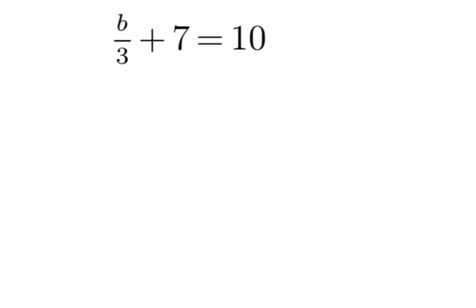Just like homework. Okay, here b upon 3 plus 7. So what should we remove first? 3 or 7? Yes, 7. So here plus 7. How to remove this? We subtract 7, both sides. Now b upon 3 equals, because this cancels, 10 take away 7 is 3. Now here 3 is dividing, so multiply both sides with 3.